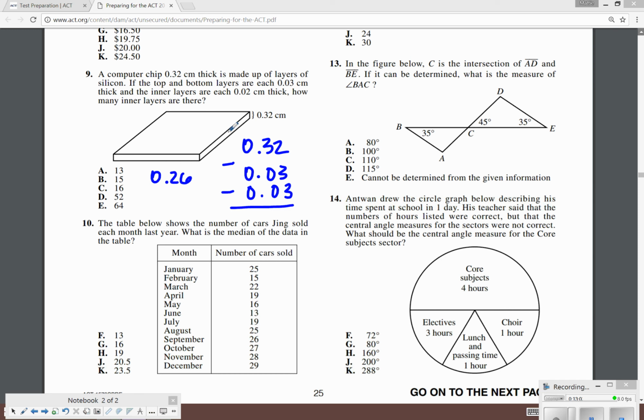That's for the inner layers, but I know that each of them has to be 0.02 centimeters thick. So what I'm going to do is now divide that by each of the thicknesses of them. So divide it by 0.02, and I end up with exactly 13. So there are 13 inner layers.